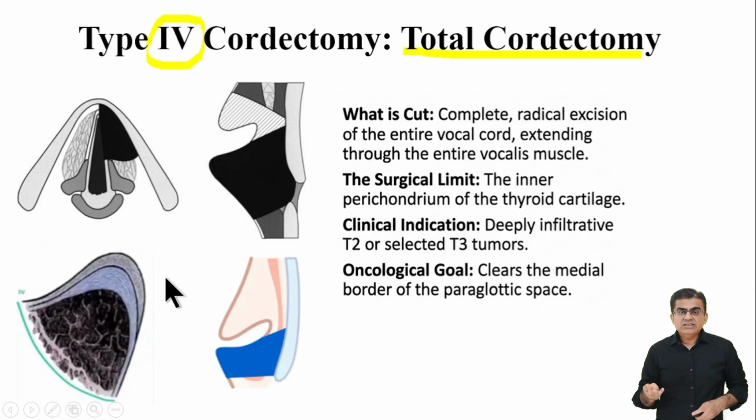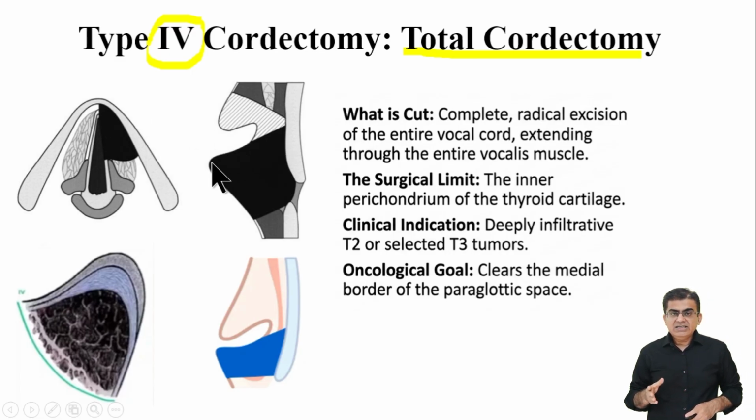Your absolute surgical limit is the inner perichondrium of the thyroid cartilage. You must carefully dissect right down to this cartilage, but you must leave the cartilage itself strictly intact. See in these images. Entire vocalis muscle is cut until the inner perichondrium of the thyroid cartilage.